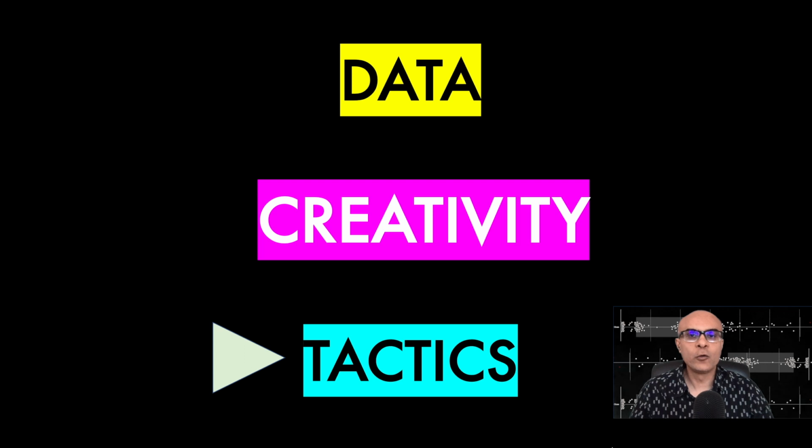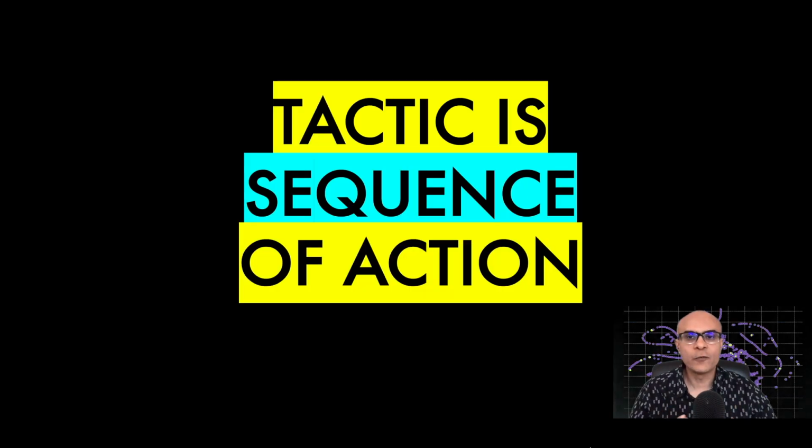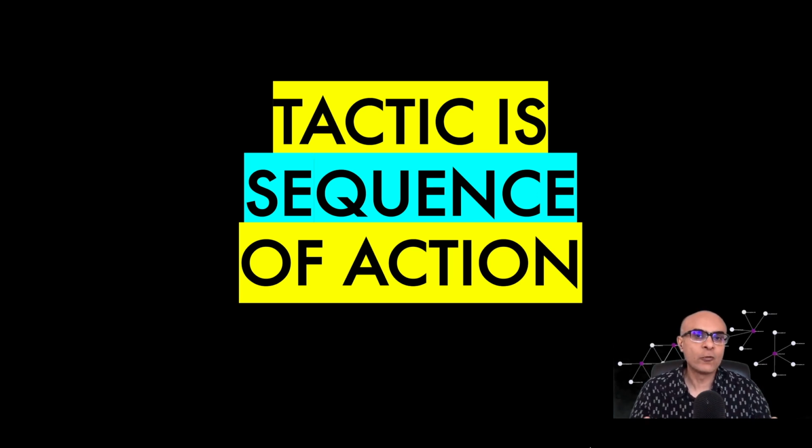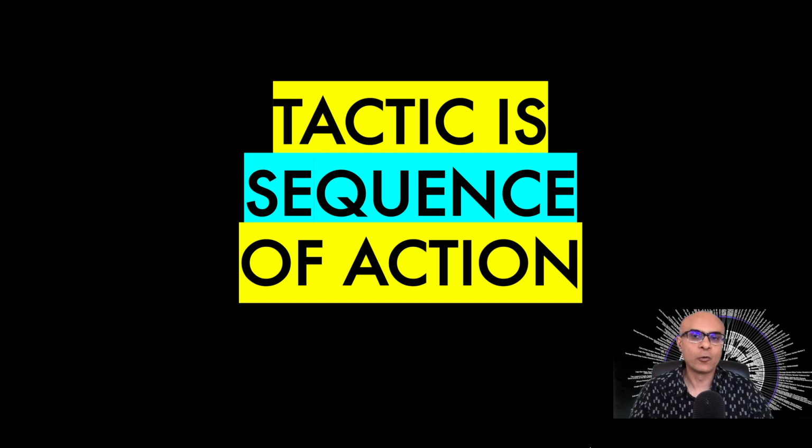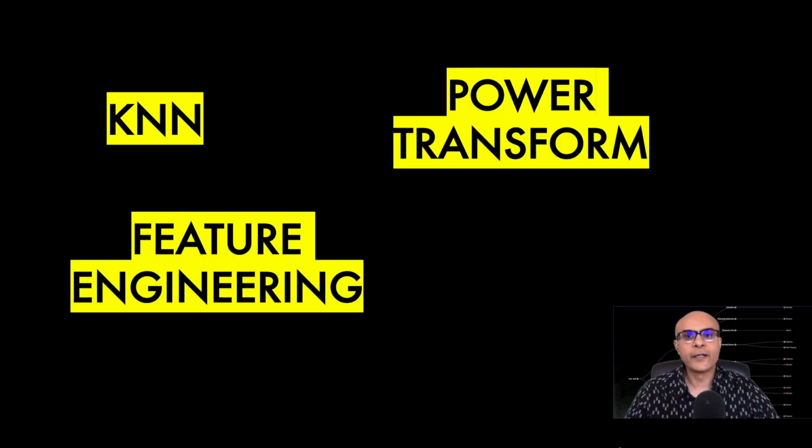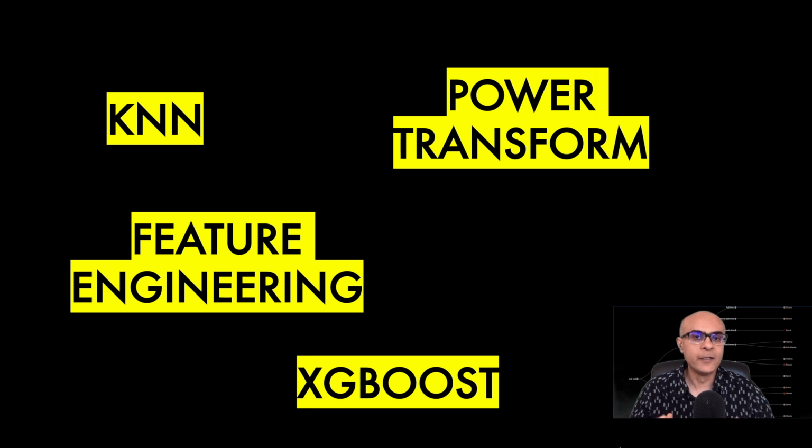Let us now look into the third part, which is the tactic. A tactic is a sequence of actions which aims to achieve a certain goal. And solving a machine learning problem, in fact, is a sequence of algorithms. In the Space Titanic problem, you have multiple algorithms such as the KNN missing value replacement, the power transform, the creation of additional features, as well as the machine learning algorithm, which is the XGBoost.